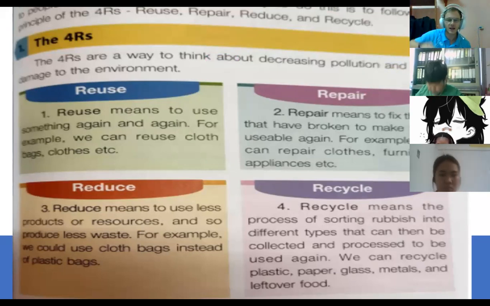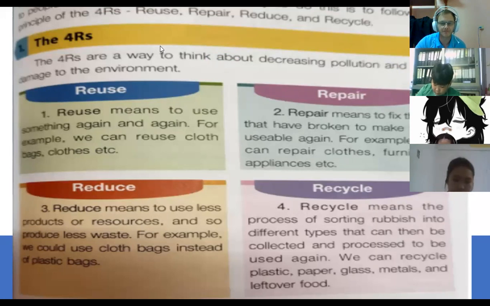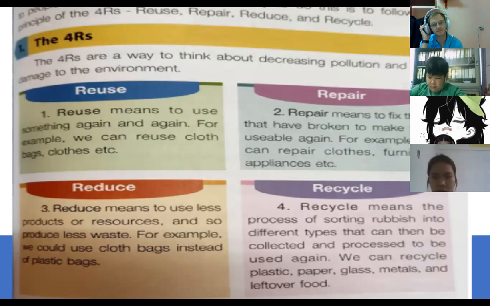The first one, reuse. Reuse means to use something again and again. For example, we can reuse cloth bags, clothing, etc. Next one, repair means to fix things that have broken to make them usable again. For example, we can repair clothes, furniture, and appliances.